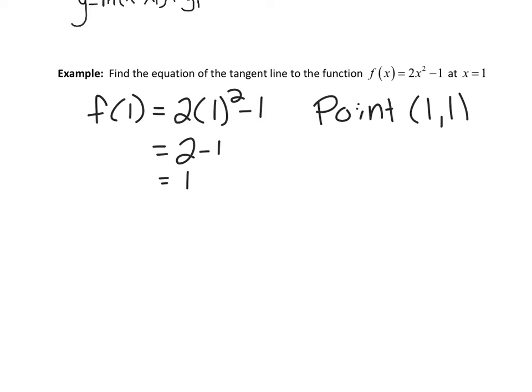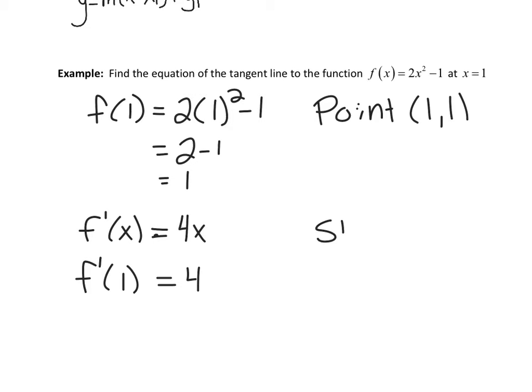The next thing that I need to find is the slope. And in order to find the slope, I need to find f prime. So f prime of x, we use the 2ax plus b, since this is a quadratic, so 4x. And then I need to find the slope at 1, and I get 4. So now I know my slope, or my m, is 4.